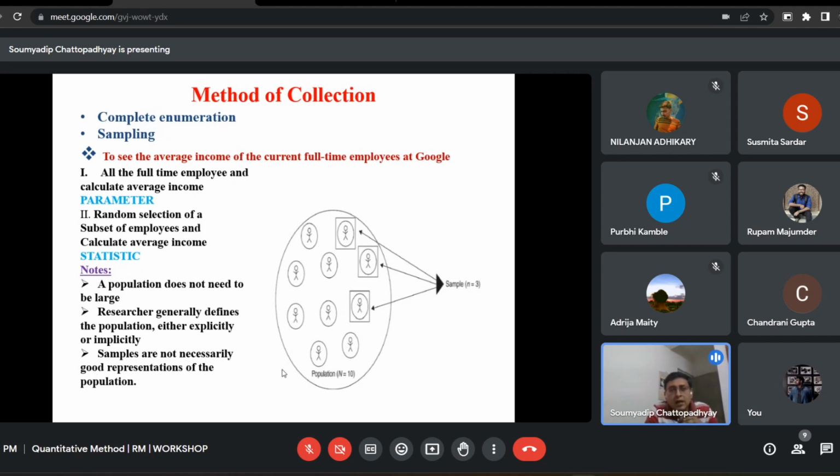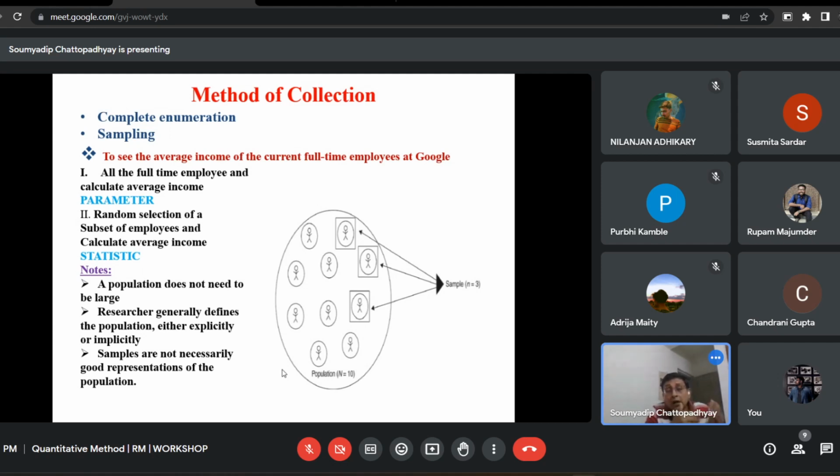One is you can get access, or try to get access, to all the full-time employees of Google, and then you can calculate their average income by certain statistical methods. Now, the average income which you calculate on the basis of all the full-time employees of Google, in statistics we call it a parameter. This is very important.